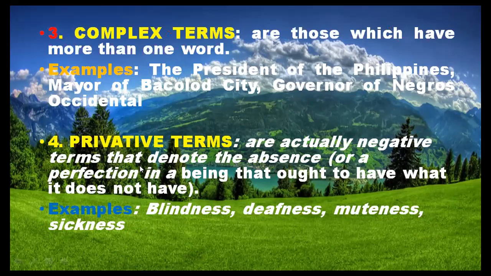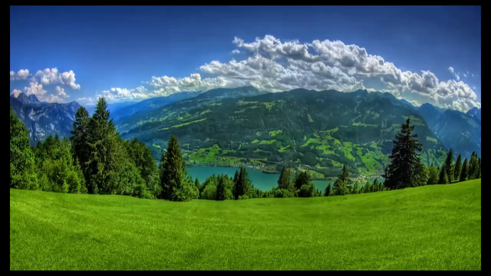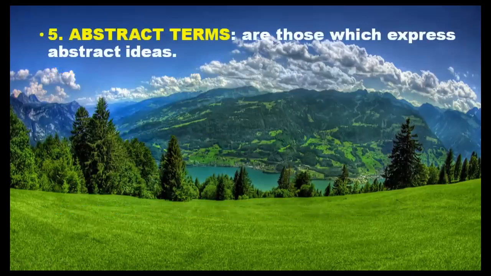Then we have the privative terms. It excludes others. Are actually negative terms that denote the absence or a perfection in a being that ought to have what it does not have. Example, we people and animals should have the sense of sight, but blindness is the absence of the sense of sight. So deafness is the absence of hearing, muteness, no? The absence of the faculty of speaking, or sickness, the absence of health. So far, so good. Understood?